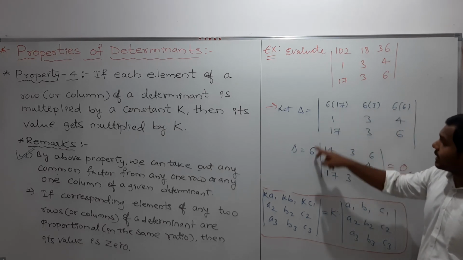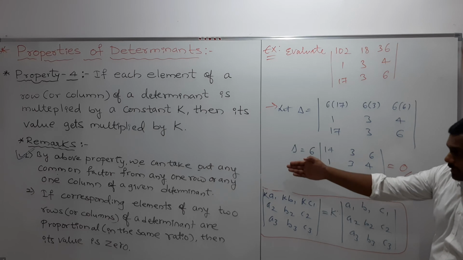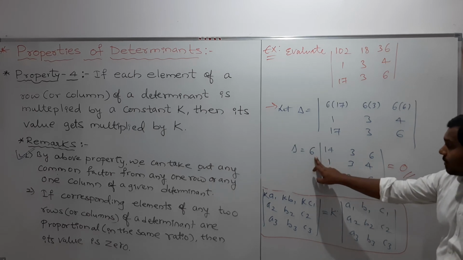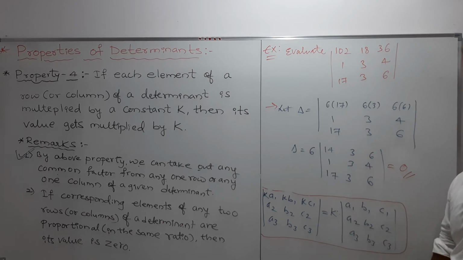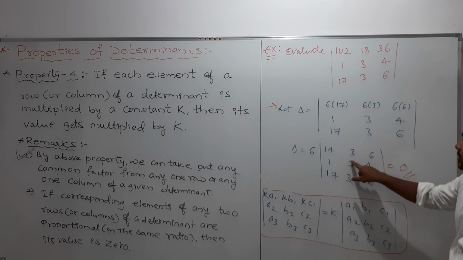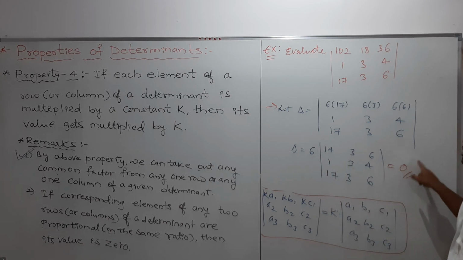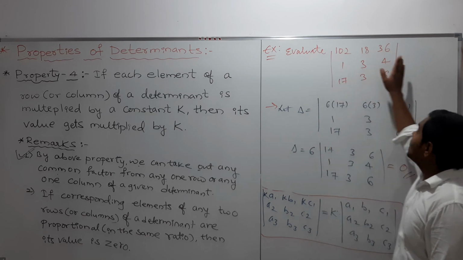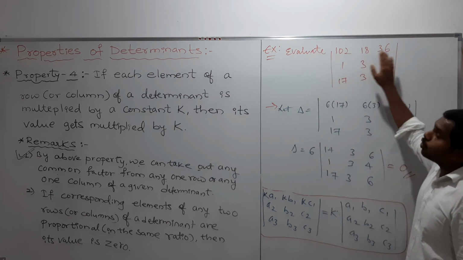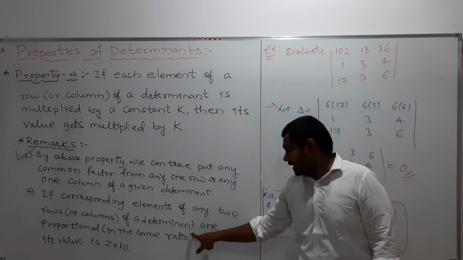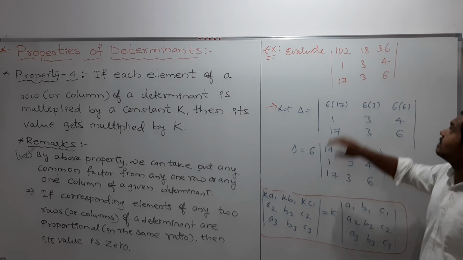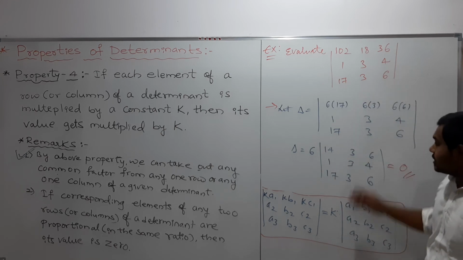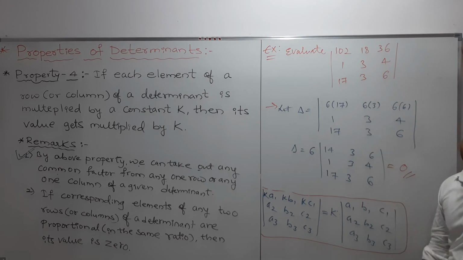From this, I have taken the 6 outside, by the property or by remark 1, I can take it common. After taking it common, row 1 and row 3 will become the same. So in such cases, the value of this determinant is equal to 0, and 0 into anything is 0. So whenever any two rows or columns of a determinant are proportional or in the same ratio, its value is 0. Clear? I solved the proof by taking this particular example.